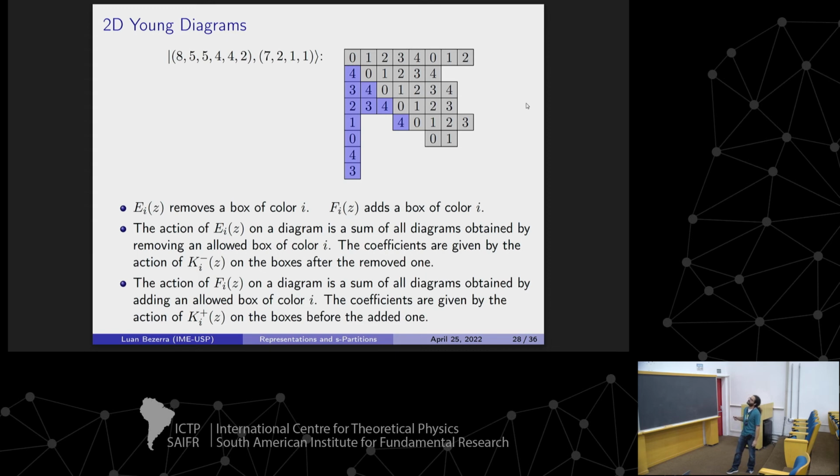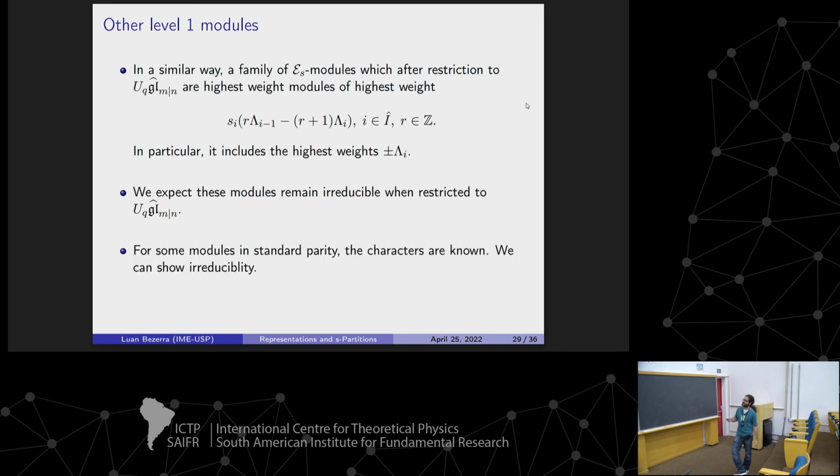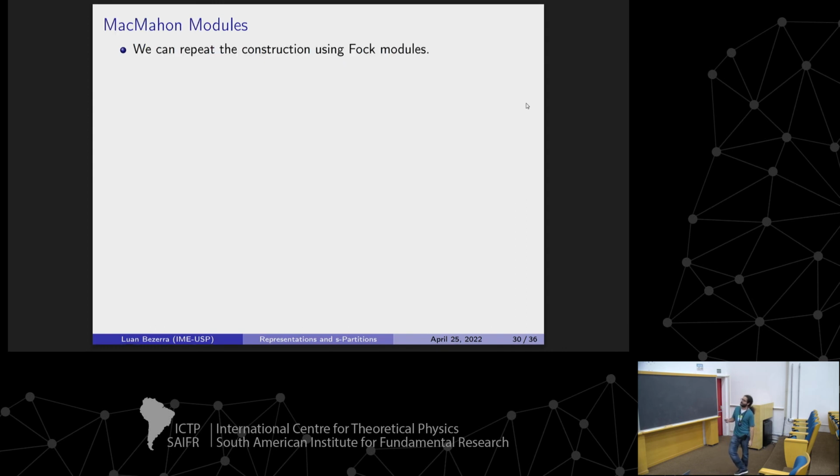The only thing that we didn't have was how to describe the partitions that are parameterizing these modules. And so with this construction, you can describe this combinatorial setting, all these modules with the shape. They all have level 1 or minus 1. And we think that they are irreducible when you restrict the action of the vertical gl_∞ element or the gl_∞. And when these modules are in standard parity, the characters are known. And so we can show that they are irreducible because we know the characters and the characters match. But in general, it's just a conjecture that they are irreducible.